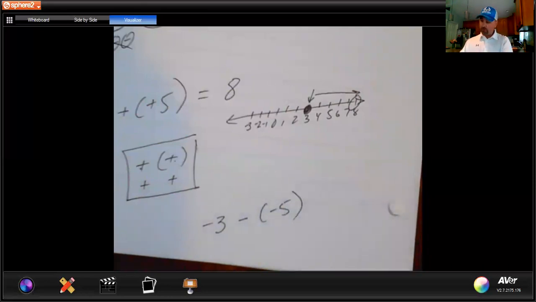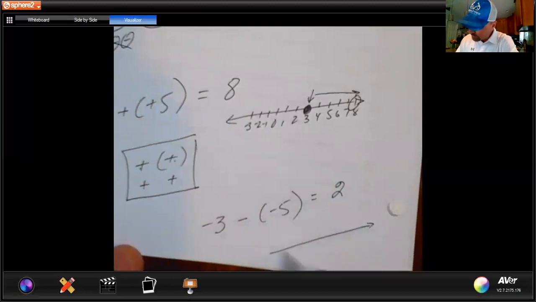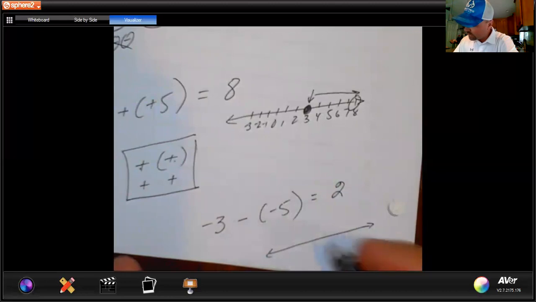All right, so why don't you go ahead and pause the screen, give that problem a try, and then come back and see what the answer is. Okay, we'll see if you followed my advice. But -3 minus -5 is actually going to equal +2. Okay. Chips don't work so well on this type of subtraction problem. And so probably one of the best ways is to do the number line.